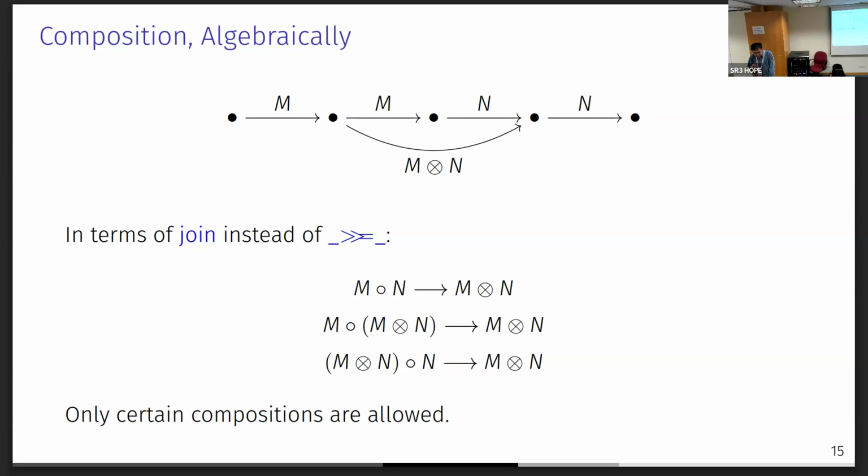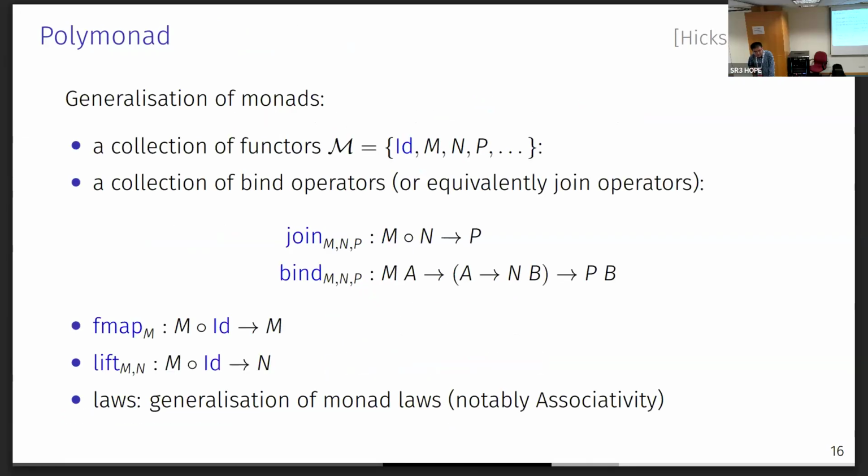But the problem here is that it's not really a monad. It only allows certain compositions. So for example, we cannot extend on the left with an N or extend on the right with an M. So it's not strictly a monad, but still is some structure. And as it turns out, it's actually a polymonad.